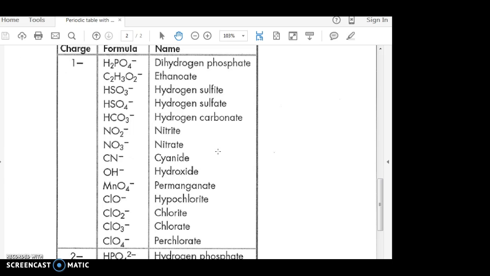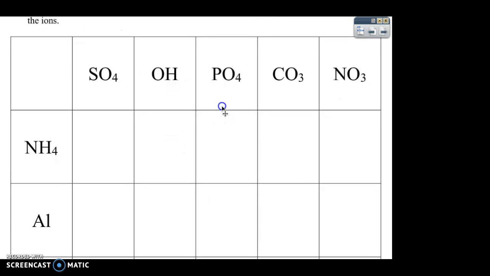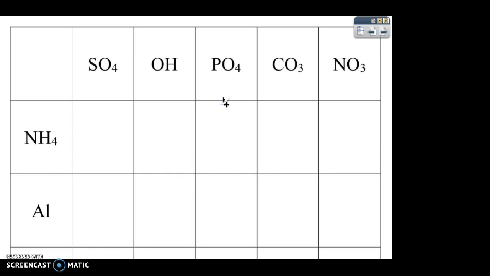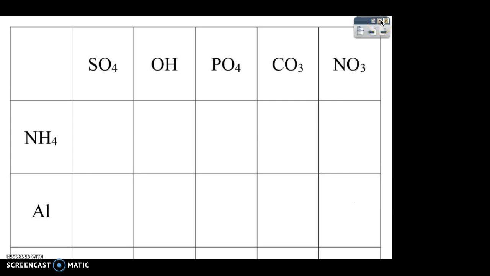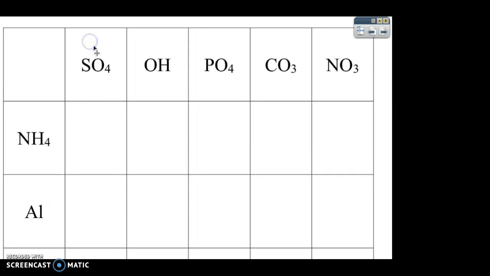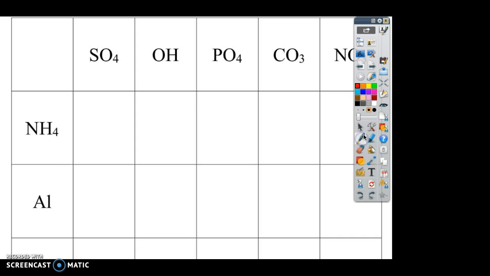They have more than one element in them. You get a charge that goes with it, and you get the name. So when you're working on these, for example, on this page, these are polyatomic ions. Now, like I said, I know that looks a little different than the polyatomic ion list you have, but it has all the same information on it. So what you want to do is look up SO4. It has a -2 charge, and it is called sulfate.